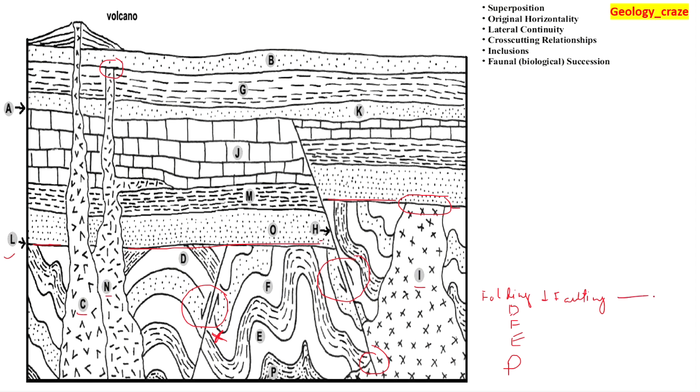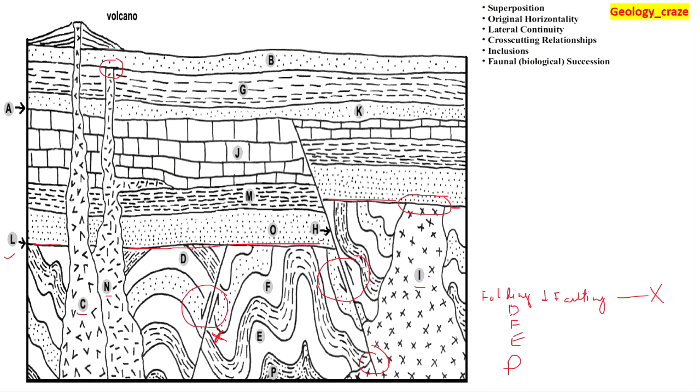Faulting, which one? X. And what kind of fault is it? If we look at this, this is representing a normal fault. This block is going down and this block is going up, so it is a normal fault. Now, after this fault, an intrusion took place.